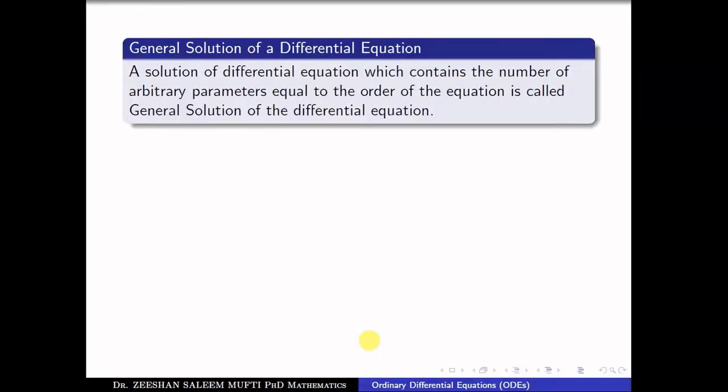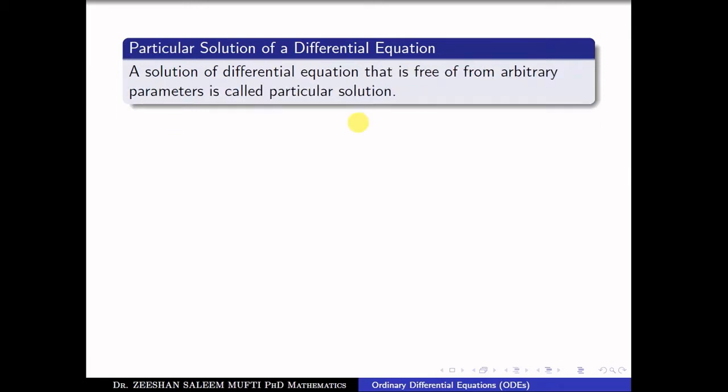Now we will discuss the types of a solution of a differential equation. There are two types. Number one is the general solution of a differential equation. A solution of a differential equation which contains a number of arbitrary parameters equal to the order of the equation is called the general solution of the differential equation.